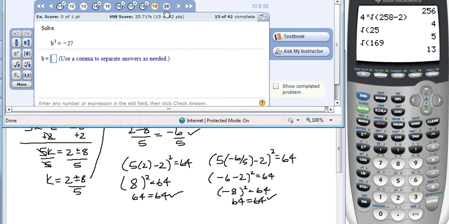I'll leave you alone on that one. How do you get rid of a cube? Cube root. Cube root both sides. Bing, bada, boom. Should be -3 for your answer, by the way.